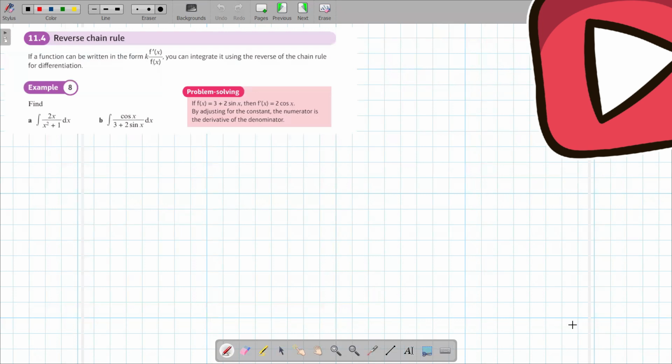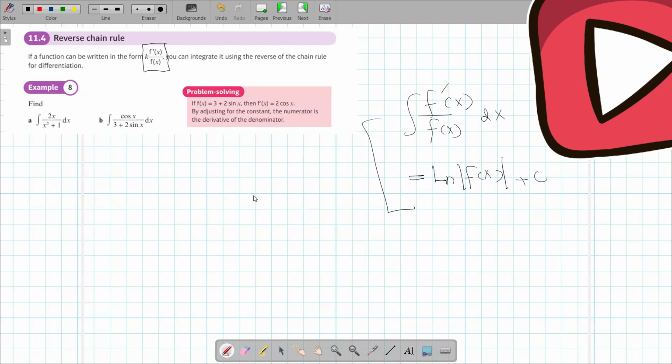Section 11.4, you can integrate these types of functions very easily. I already told you that whenever there is a function in the denominator and its derivative is present in the numerator, its integration is simple. Simply the natural log of the function plus c. This is the formula which we will use in this section, and you just have to see that the derivative is present in the numerator or not, or you can make the derivative completely.